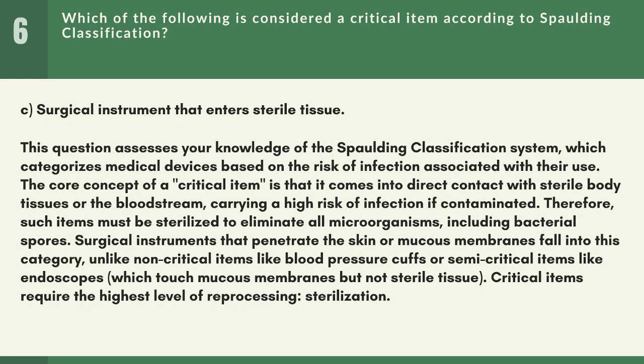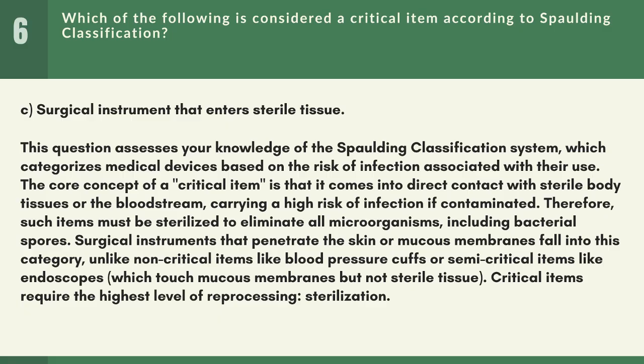Answer: C. Surgical instrument that enters sterile tissue. This question assesses your knowledge of the Spaulding Classification system, which categorizes medical devices based on the risk of infection associated with their use. The core concept of a critical item is that it comes into direct contact with sterile body tissues or the bloodstream, carrying a high risk of infection if contaminated.